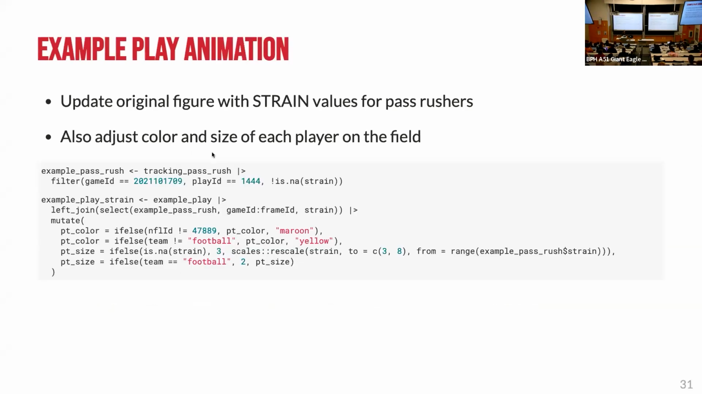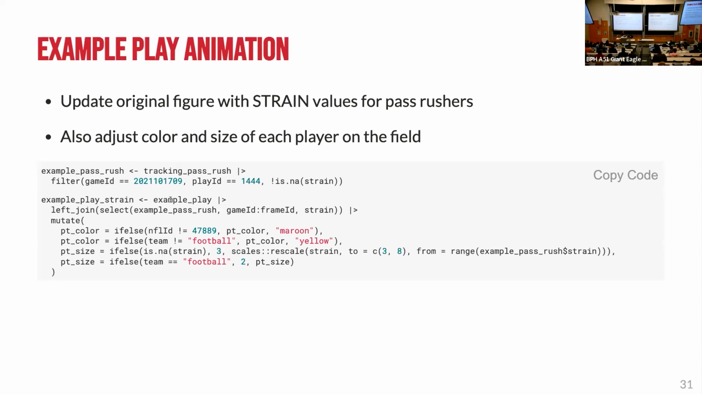Okay, so data viz number one, the animation. Again, we want to update the original figure with strain values for the pass rushers. We also want to adjust the size of each dot within the play, and also the color, since we want to highlight Max Crosby. Here, I'm just getting the game ID and the play ID of this play, and then I filter out all of the NAs for the strain, which is really just the first frame, because we don't know the distance for the previous frame, so we're not going to use that.